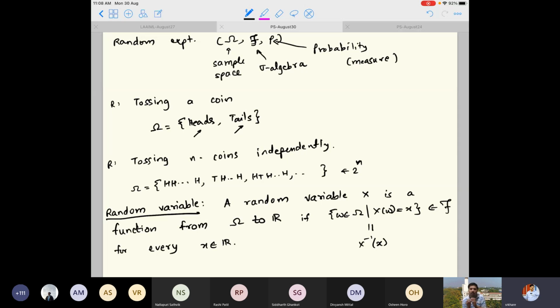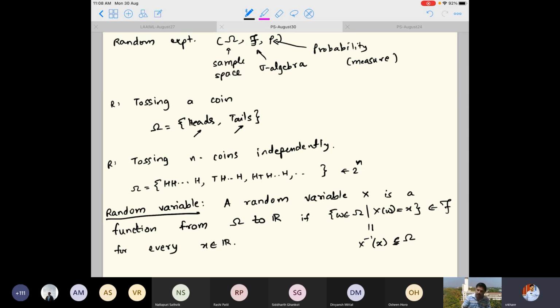So I'm collecting all those points in the sample space, and what I want to do is check that subset of omega. This particular set is going to be a subset of omega. What I want is that this subset of omega belongs to this collection F. That means it's an event to which I can assign probability. And why am I doing that? Because that's how I'm going to assign probabilities to a random variable also. That's why I need this particular thing.